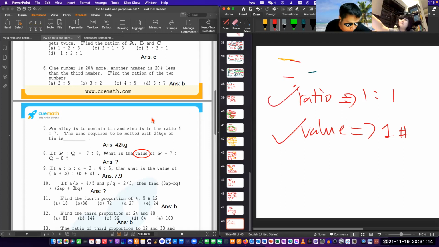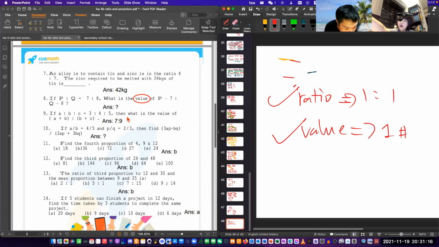All right. Now, 9, then what is the value of A plus? This is also very simple. You just add them up and then you should get 7 to 9. Correct. This one, I thought you should be able to do it, right?